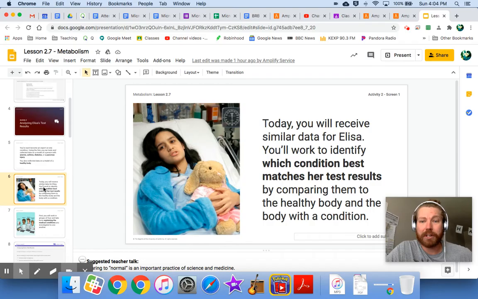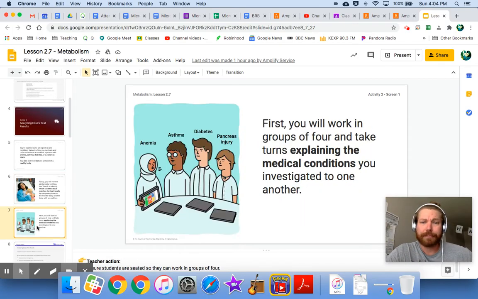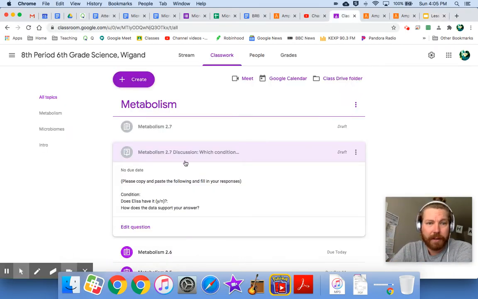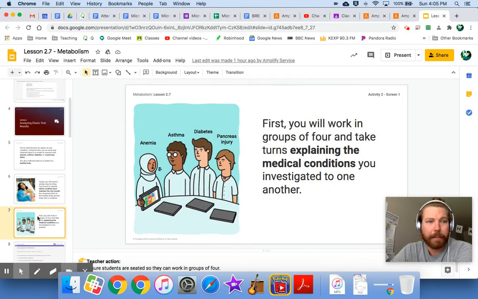You'll work to identify which condition best matches her test results by comparing them to the healthy body and the body with a condition. Now, it's going to say this. It wants you to work in groups of 4. We're not going to be doing that, but here is what we are going to be doing. I posted a question in Google Classroom in your assignments section for Metabolism 2.7. In fact, it's right here. Metabolism 2.7 discussion. Okay, and you're going to answer this question in just a moment.